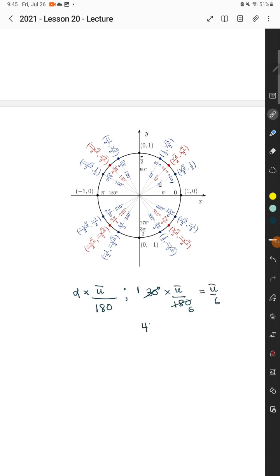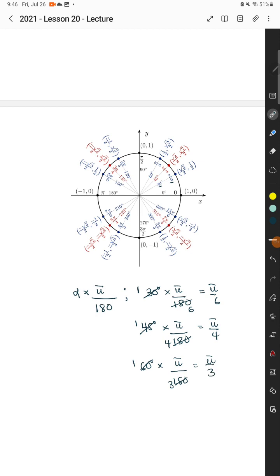And then 45 degrees times pi over 180, we just get 1 on top, and 180 divided by 45 is 4. So we have pi over 4 radians. And then lastly, for 60 degrees, times pi over 180, 60 goes into 60 once, and 60 goes into 180 three times. So pi over 3 radians.